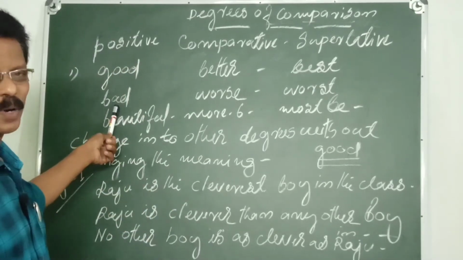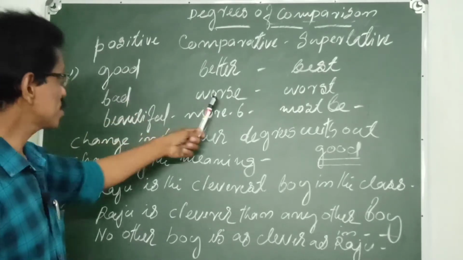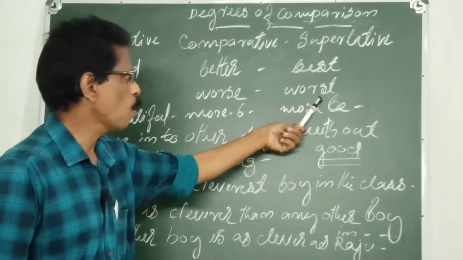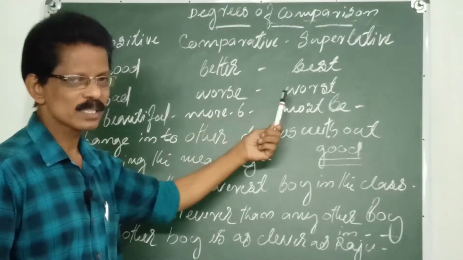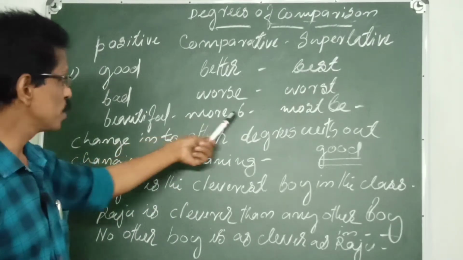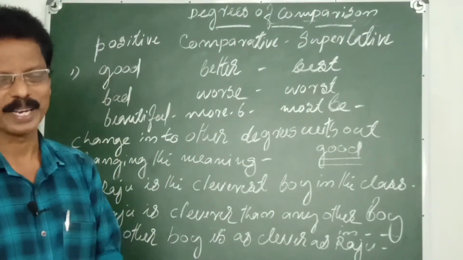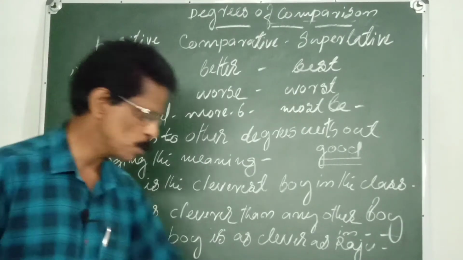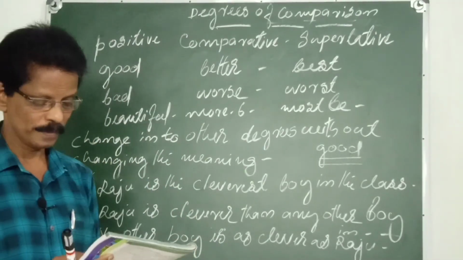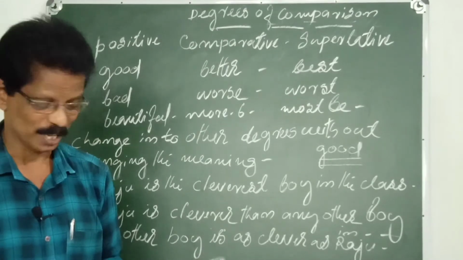Bad, you know what's bad? Bad smell. See, worse, W-O-R-S-E. Worst, W-O-R-S-T. Bad, worse, worst. Beautiful, more beautiful, most beautiful. So, degrees of comparison. See, in your textbooks, many examples are given there. Page number 9.